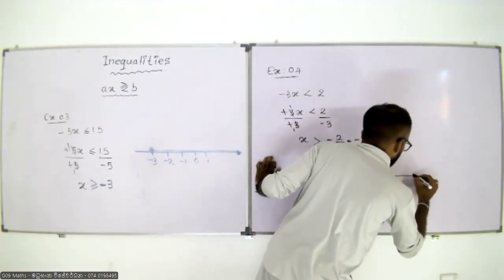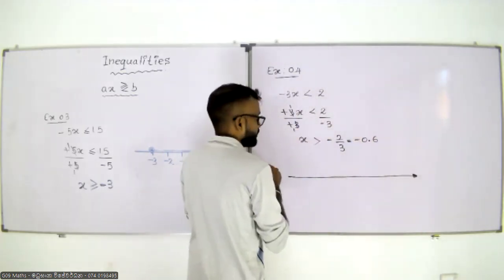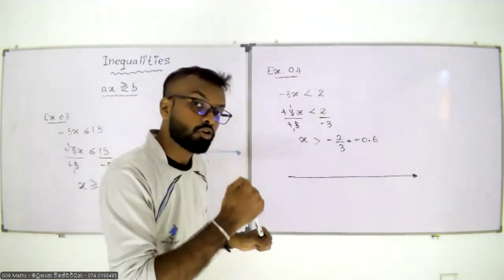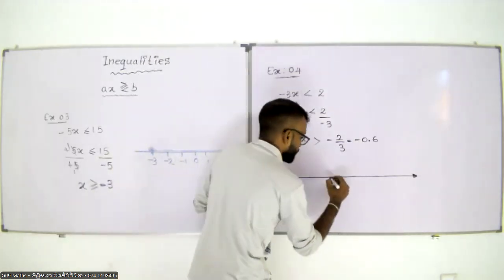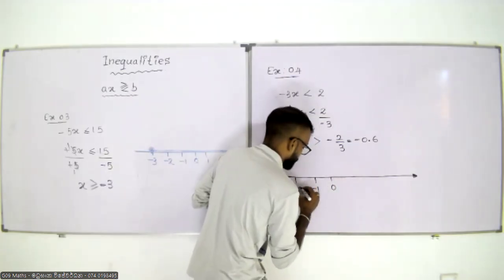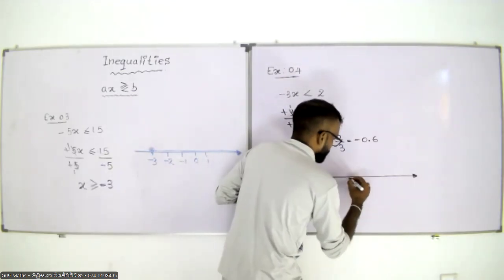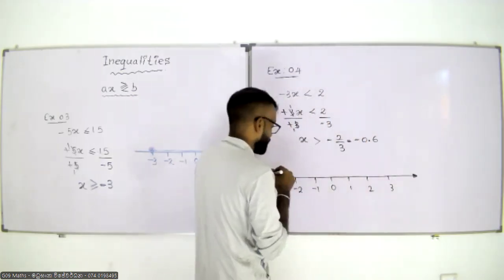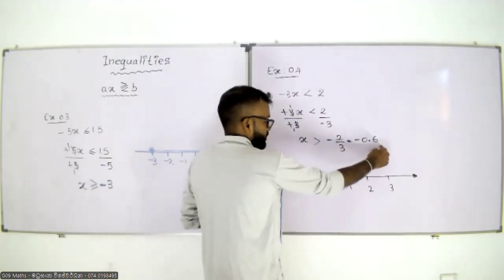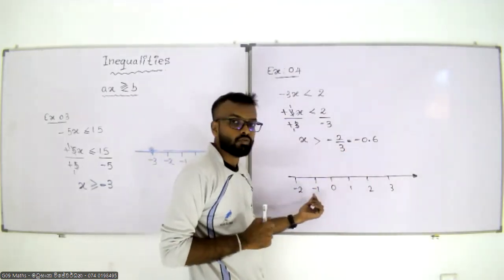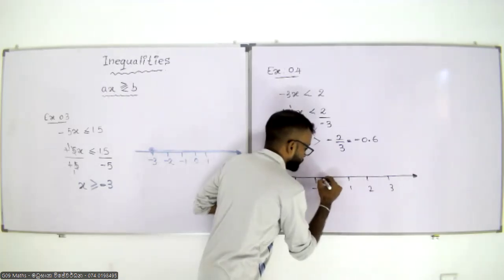This is a number line, right? Negative 0.6 is in between 0 and negative 1. So 0 is somewhere around here. This is negative 1. This is negative 2. Right? 1, 2, 3. Negative 0.6 lies between 0 and negative 1. So somewhere around here.